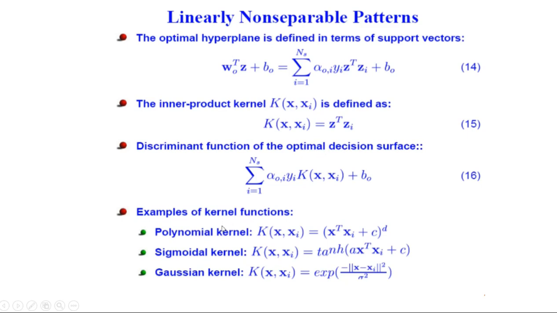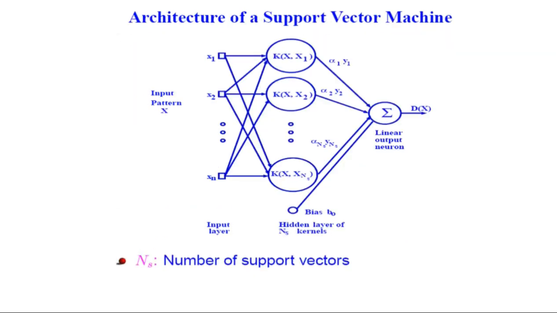Different types of kernel functions are the polynomial kernel function and the sigmoid kernel function. For the formula, you just have to pass the input and you will get the output. Similarly the Gaussian kernel is exponential of minus x minus xi whole square by sigma square, like this. This is the polynomial kernel. You can use any one of the kernels and find the optimal decision surface in higher dimension.